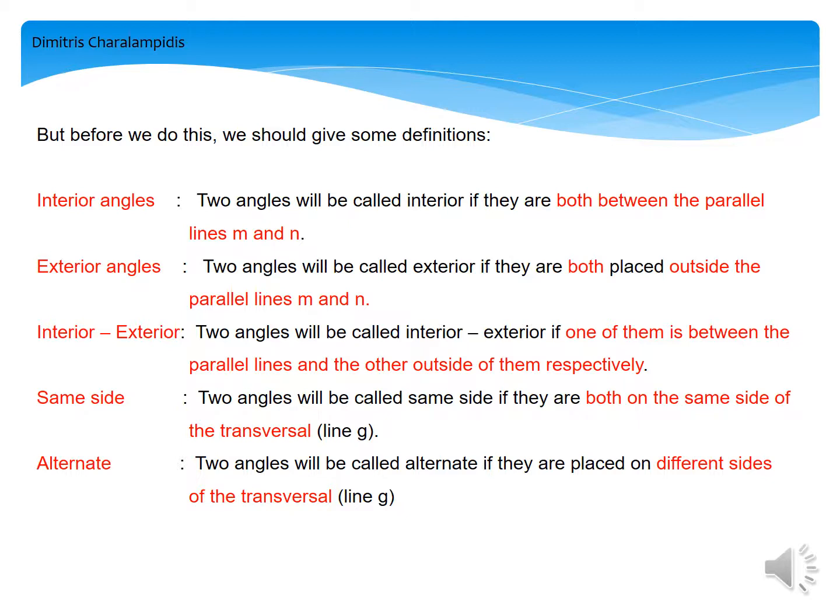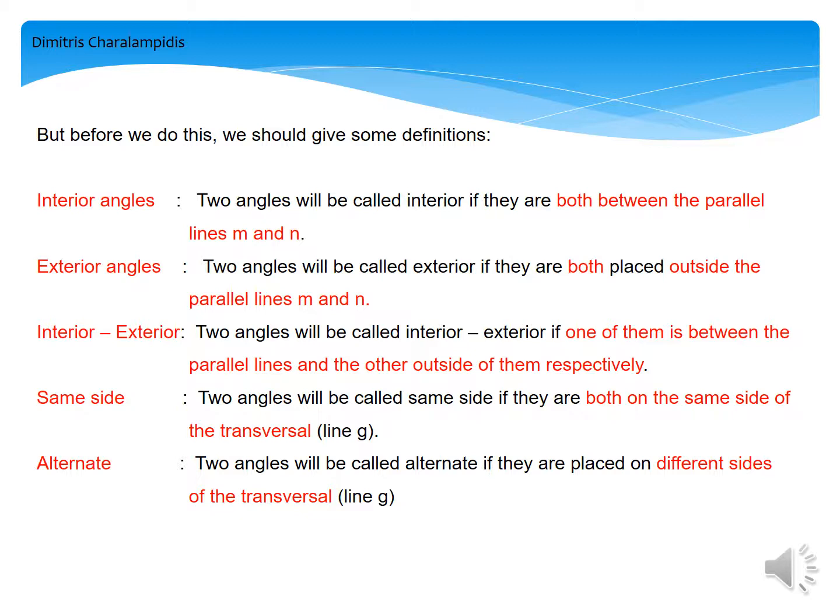But before we do this, we should give some definitions first. We'll start with the definition of interior angles. Two angles will be called interior if they are both between the parallel lines M and N. Two angles will be called exterior if they are both placed outside the parallel lines M and N. Two angles will be called interior-exterior if one of them is between the parallel lines and the other outside of the parallel lines respectively.